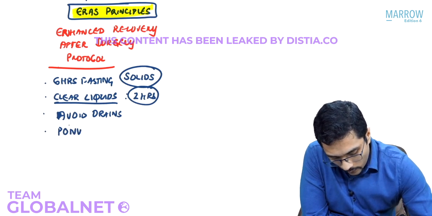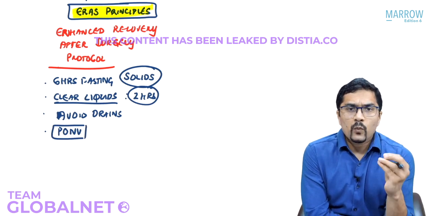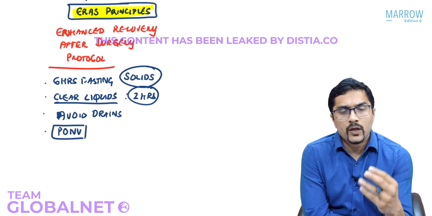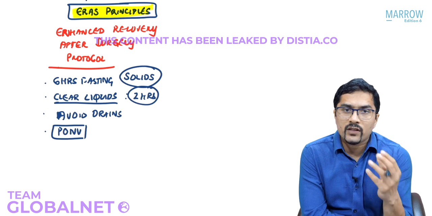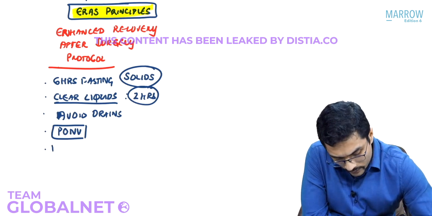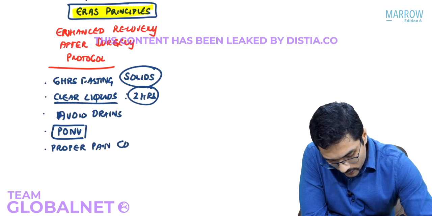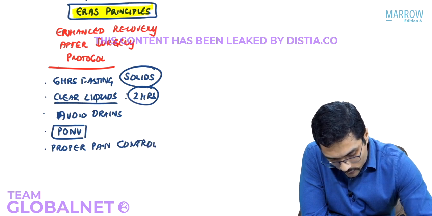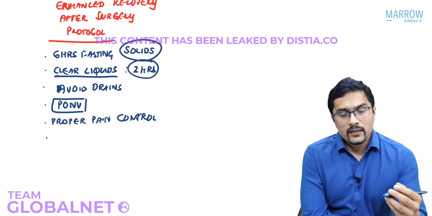Post-operative nausea and vomiting medications are to be given. This is one of the commonest reasons why a patient stays overnight, post-operative nausea and vomiting. So medicines for that have to be given preemptively so that this does not occur. There should be proper pain control. Liberal use of analgesics should be done.